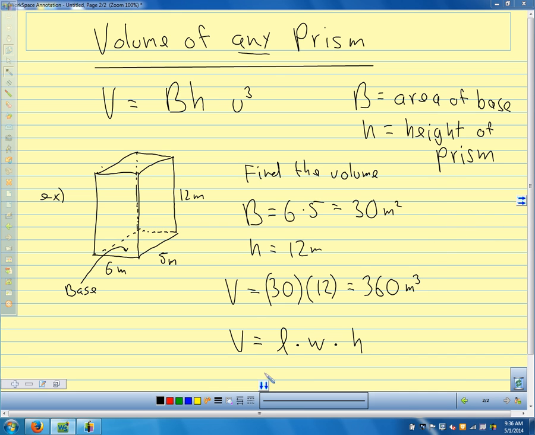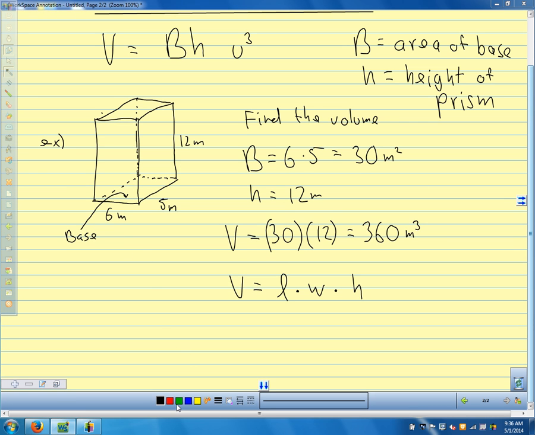So our volume, for a box, we've thought of the volume as the length times width times height. Well, the length is 6, and the width is 5. So the length times the width is the area of the base. So length times width times height is the same thing as saying the area of the base times the height. Just a different way of saying it.